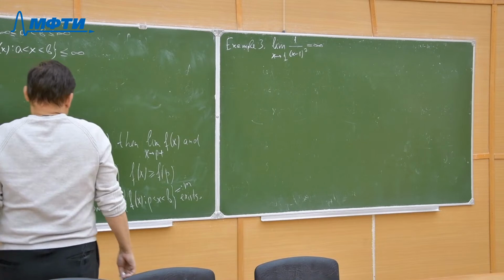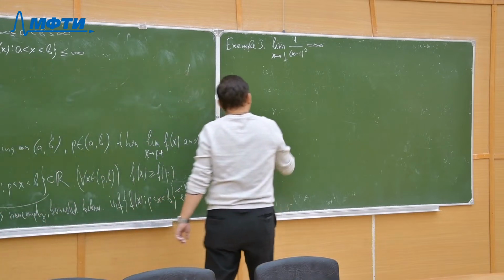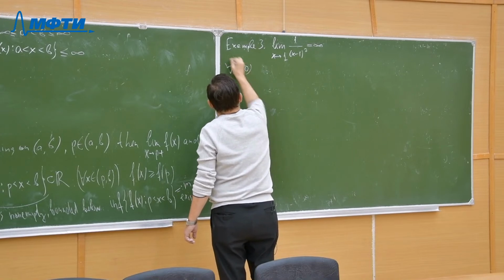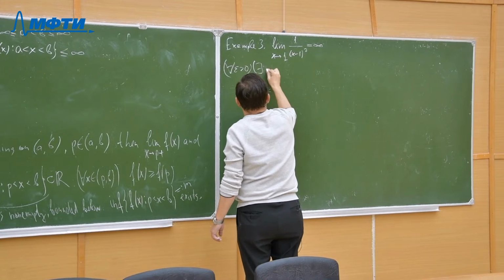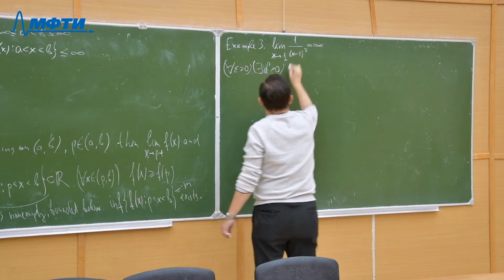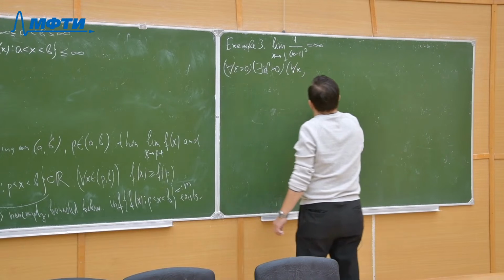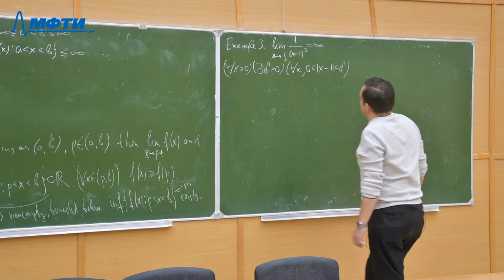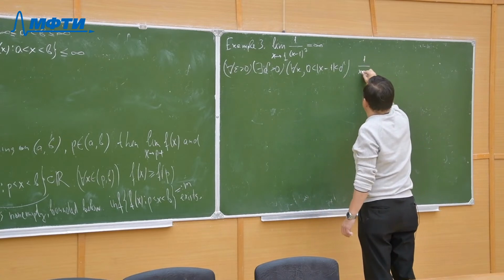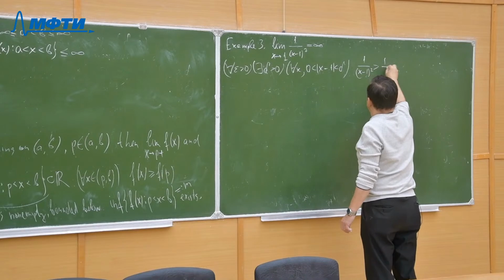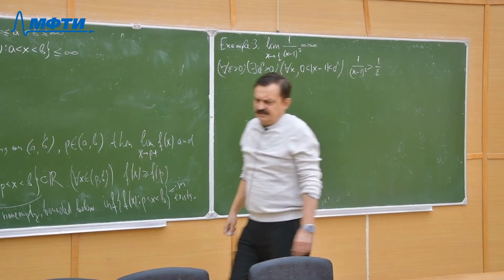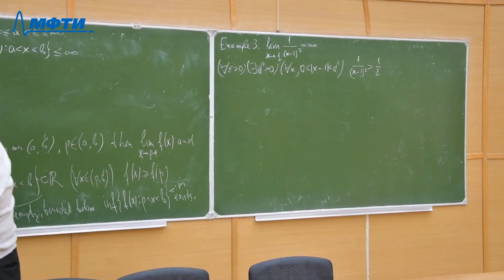So, what do we have to prove? We have to prove that for arbitrary epsilon greater than 0, there exists delta greater than 0, such that for all x with 0 less than |x minus 1| less than delta, we have the inequality 1 over (x minus 1) squared greater than 1 over epsilon. In your textbooks, instead of 1 over epsilon, capital M is used, but it doesn't matter.